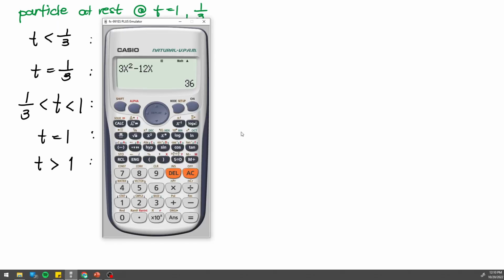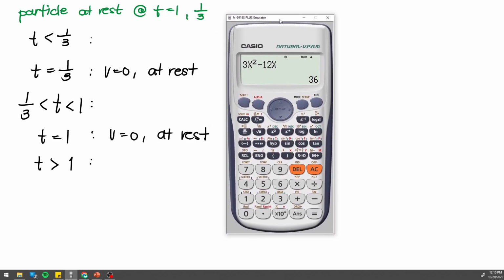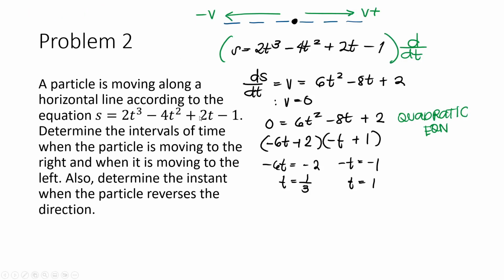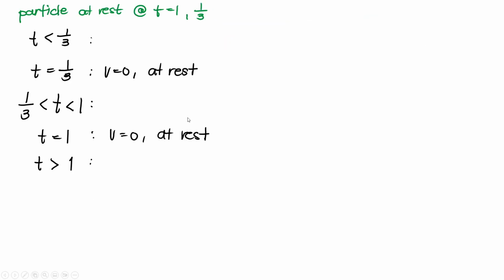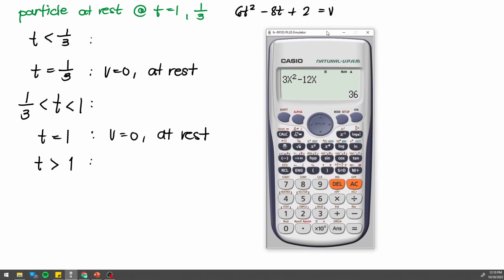So let's say I have here my calculator. Ano nga yung ating velocity? That is 6t squared minus 8t plus 2. So let me just write that. So 6t squared minus 8t plus 2 is equal to v. So yan yung gagamitin natin na formula. So again, our calculator is here. So we have 6x squared minus 8x plus 2.